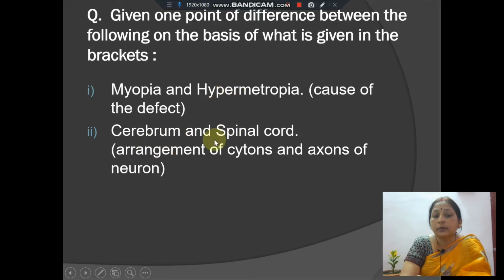Cerebrum and spinal cord, based on the cytons and axons. In cerebrum, which is part of the brain, cytons are arranged towards the outer side and axons towards the inner side, while in spinal cord the arrangement is just opposite. Just opposite means the cytons are towards inside and axons towards outside, which gives a white appearance to the spinal cord and a gray appearance to the cerebrum.